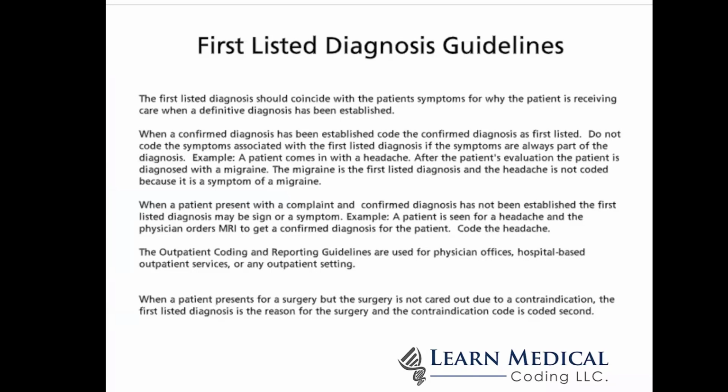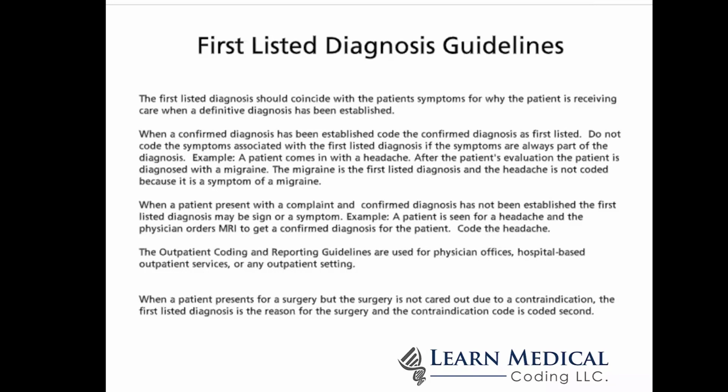You're not going to code that symptom of sore throat along with the tonsillitis because it's known to be a part of that. So you don't pull out symptoms that are part of a definitive diagnosis. So you would not code the sore throat. Another example would be abdominal pain, and then the final diagnosis is appendicitis. What's causing that abdominal pain is the appendicitis, so you would code appendicitis as your first listed, primary or principal diagnosis.